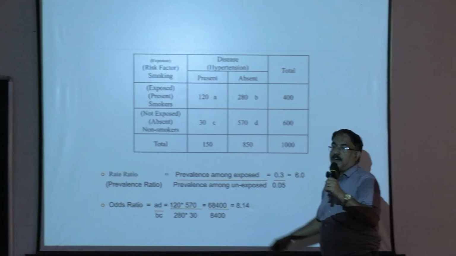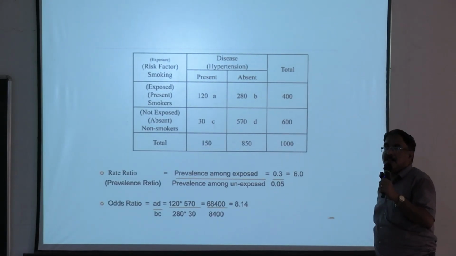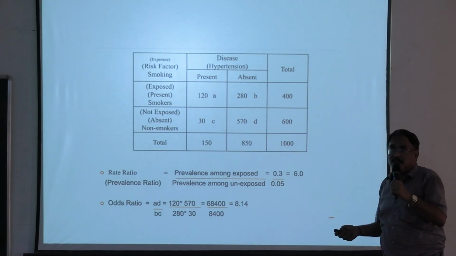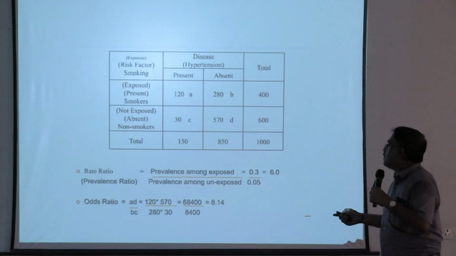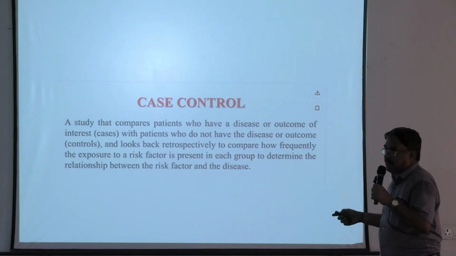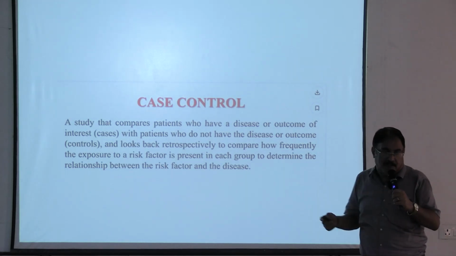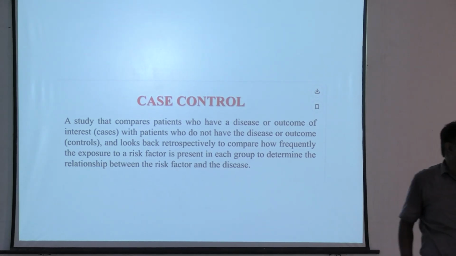So what does 8.14 mean? You have an odds ratio of 8.14. What does it actually imply? We'll come to that a little later. Before that, let's go to the case control study.